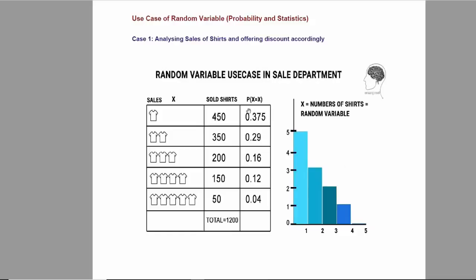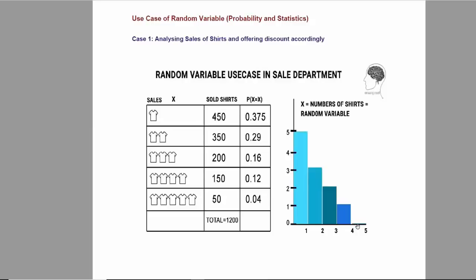Sorry, I have not drawn these figures. Actually this is wrong. I have to draw these figures here, and here on the x-axis it is X, which is the random variable. But try to understand from my statement what I am saying: the probability of selling a single shirt is very high. Actually it is 0.375. I made a mistake there, sorry for that. And the probability of selling 2 shirts together is 0.29, but the probability of selling 5 shirts is very low.